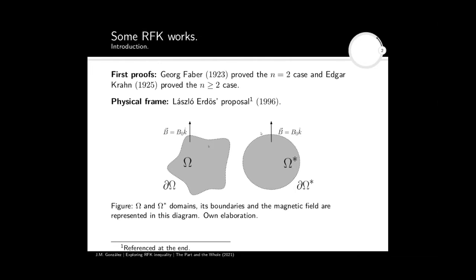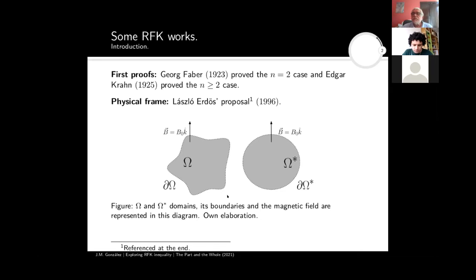Here I graph the magnetic field in the two regions, the two domains. Here is the omega region mentioned before, and here is the omega star region. This theoretical framework could be a little unfamiliar to a physicist who does not know functional analysis, and that is why I propose another approach that divides this problem into two parts: one, to find the lowest eigenvalue for the omega region, and the other, to find the lowest eigenvalue for the omega star region. So here in the picture, the omega and omega star domains, their boundaries, and the magnetic field are represented in this diagram. And for completeness, the paper of Laszlo is at the end in the main references.